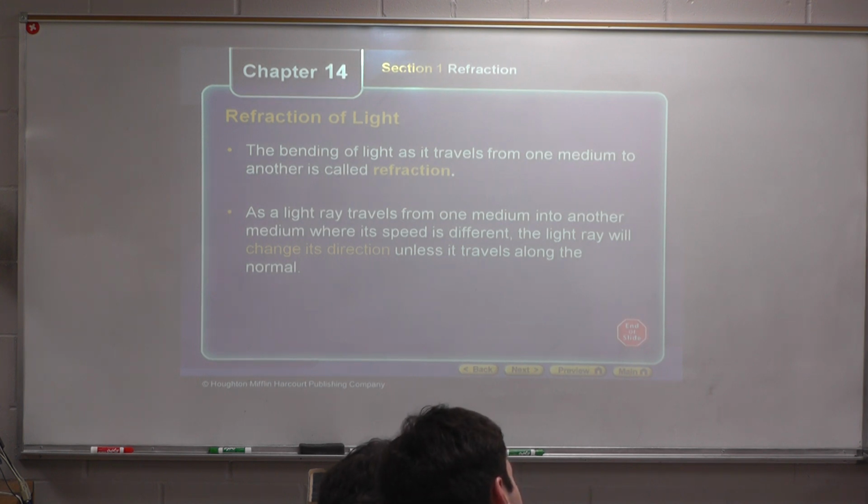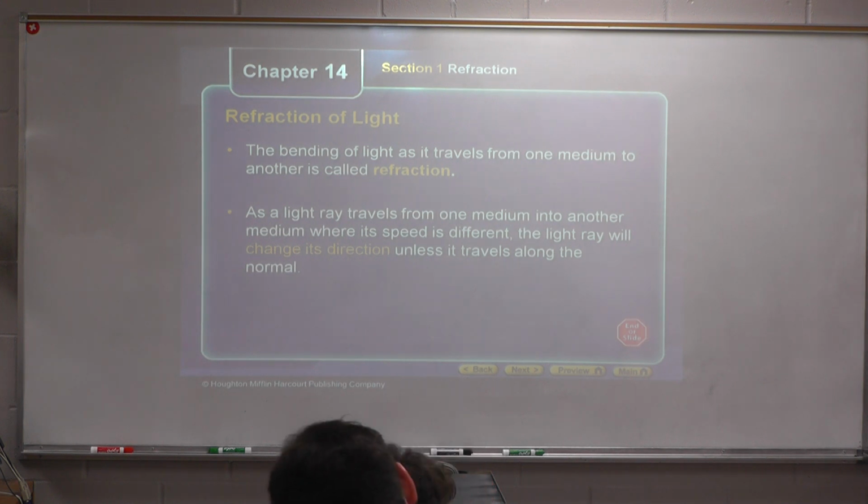Up to this point, we were just talking about light traveling through one medium. What was the typical medium we were talking about? Air. Okay. As a light ray travels from one medium to another, in one medium it will travel faster, and in another medium it will travel slower, and that causes the light to bend.